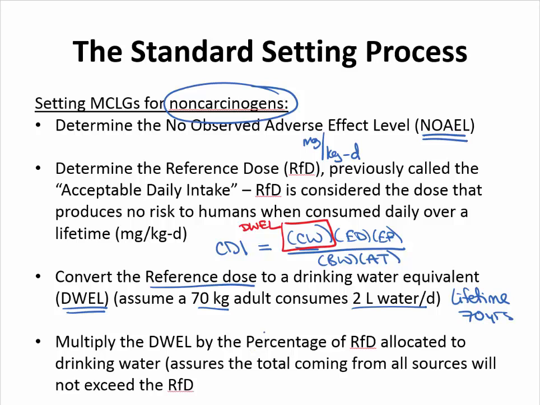Now the reference dose is based on all exposure pathways. And so this concentration must be scaled for just the exposure taken up in drinking water. So the DWEL is multiplied by the percentage of that dose associated with drinking water. In this way, the EPA can determine a concentration in which no adverse effect should be incurred by the population.